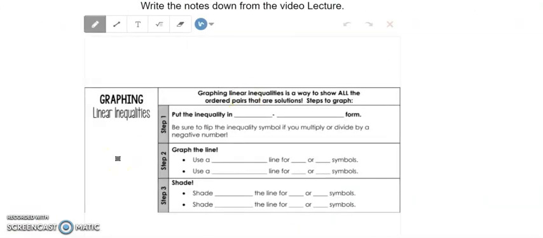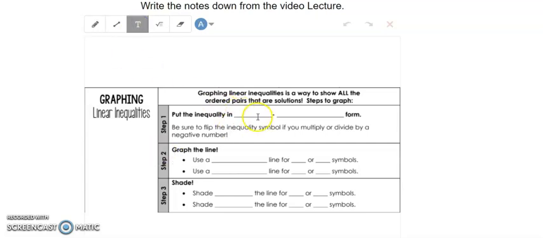So we have a few more notes here. When we're graphing linear inequalities, we have a few steps. Graphing linear inequalities is a way to show all the ordered pairs that are solutions. Here are the steps to graph. Step 1, put the inequality in slope-intercept form.